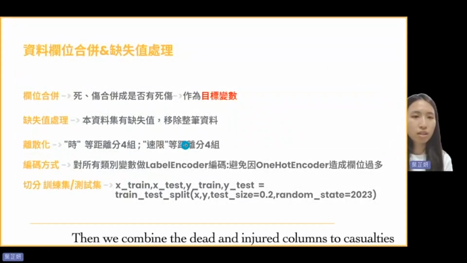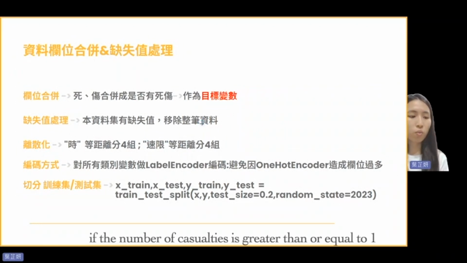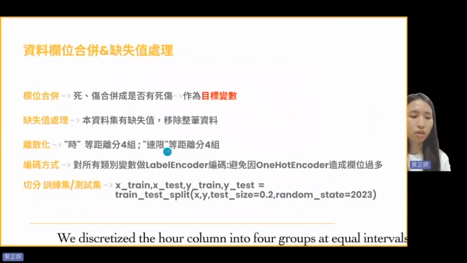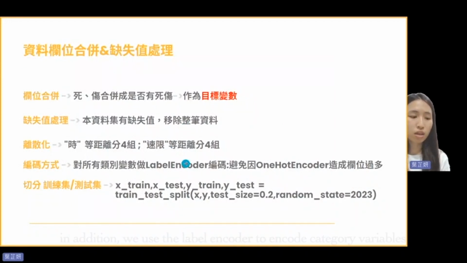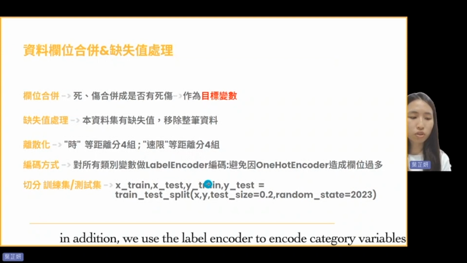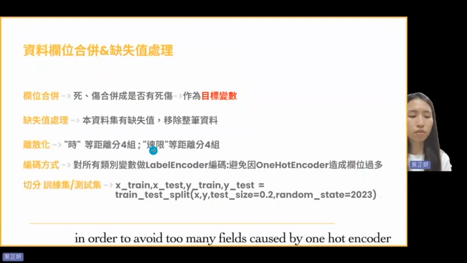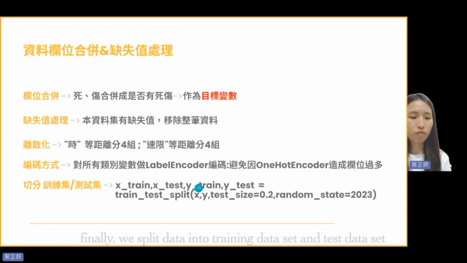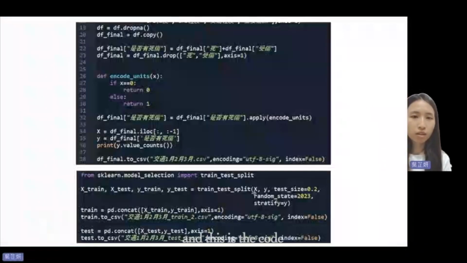Then we combine the dead and injured columns into casualties. If the number of casualties is greater than 1, it means there are casualties. Otherwise, it means there are no casualties. We discretize the hour column into 4 groups at equal intervals, as well as speed limit. In addition, we use label encoder to encode the categorical variables in order to avoid too many fields caused by one-hot encoding. And finally, we split the data into training dataset and test dataset with a ratio of 20%. And this is the code.